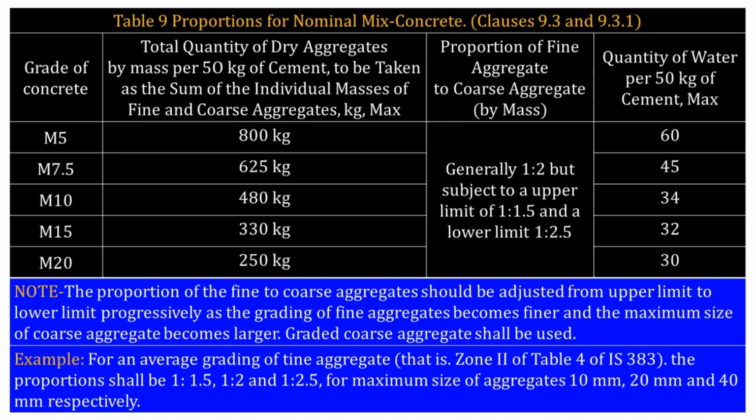Note, the proportion of the fine to coarse aggregates should be adjusted from upper limit to lower limit progressively as the grading of fine aggregates becomes finer and the maximum size of coarse aggregate becomes larger. Graded coarse aggregate shall be used. Example, for an average grading of fine aggregate, that is, Zone 2 of Table 4 of IS-383, the proportions shall be 1:1.5, 1:2 and 1:2.5, for maximum size of aggregates 10 mm, 20 mm, and 40 mm respectively.